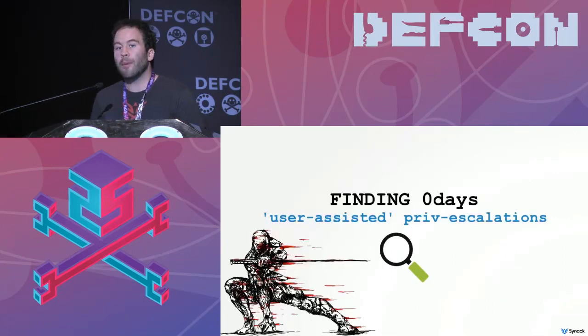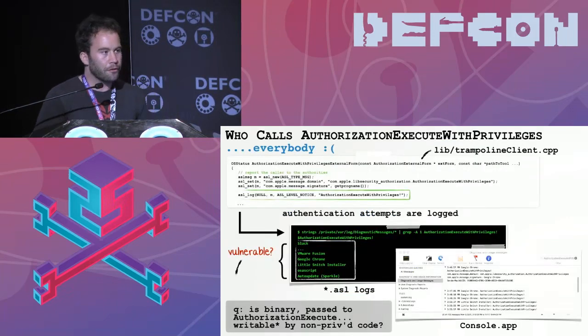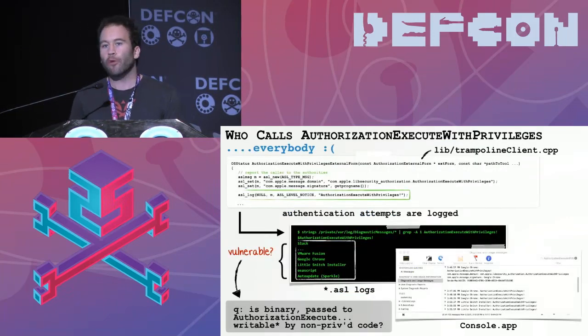All right, so now let's talk about actually finding some of these bugs. And since we'll see this is such a systemic problem, we're actually only going to look at software that I had installed on my box. So first, let's look at who calls this horribly insecure AuthorizationExecuteWithPrivileges function. So you can grep the file system looking for binaries that import this. Start maybe by looking at /Applications.